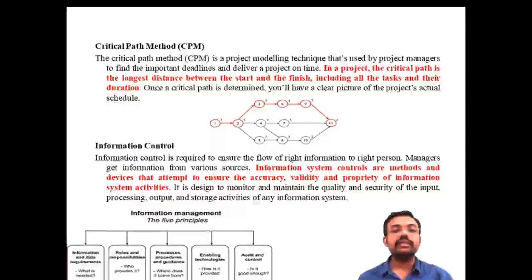The information system controls are the methods and devices that attempt to ensure the accuracy, validity, and propriety of the information system. It monitors and maintains the quality and security of your input. This is known as information control. That's another important tool used for controlling. So right information to the right person at the right time. That is information control. You are able to ensure the right information. That's one of the important tools, the information control.